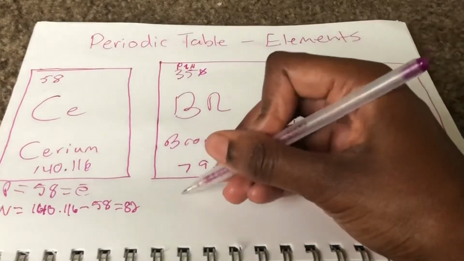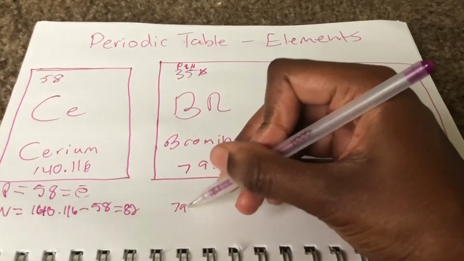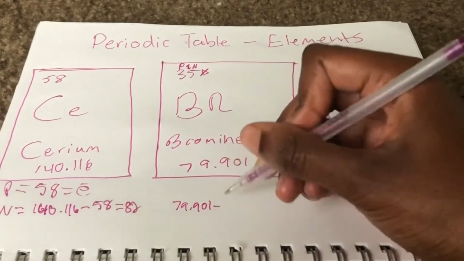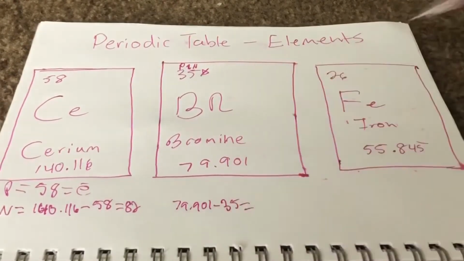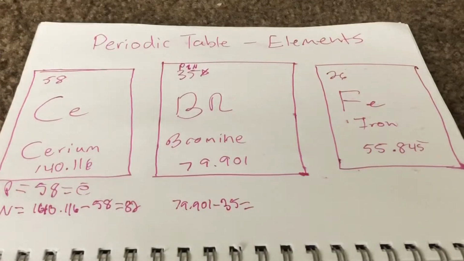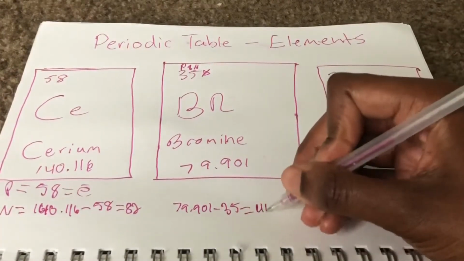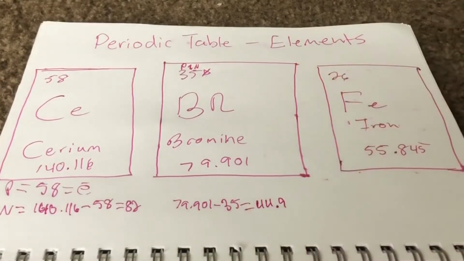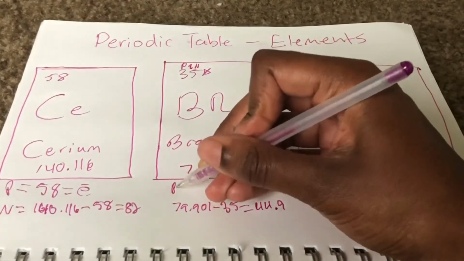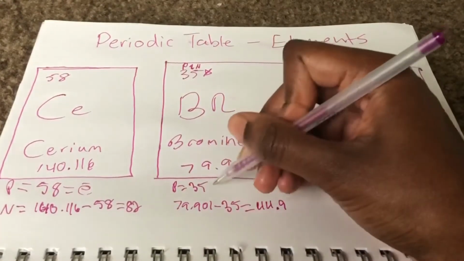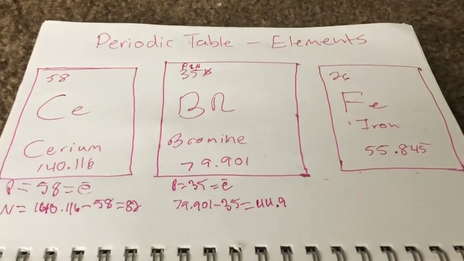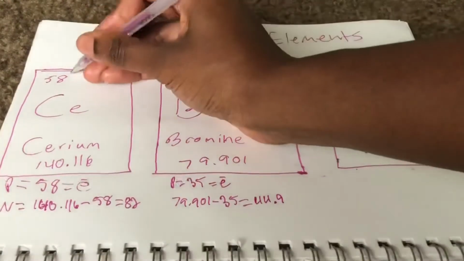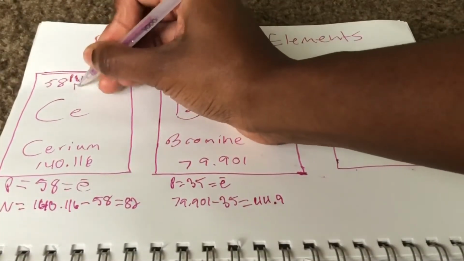And again, we subtract that, 79.901 minus the atomic number, which is 35, and that'll give us the number of neutrons, which is 44.9. And again, we said the protons are 35, as well as the electrons. Okay? And let me label this. This is protons and neutrons.